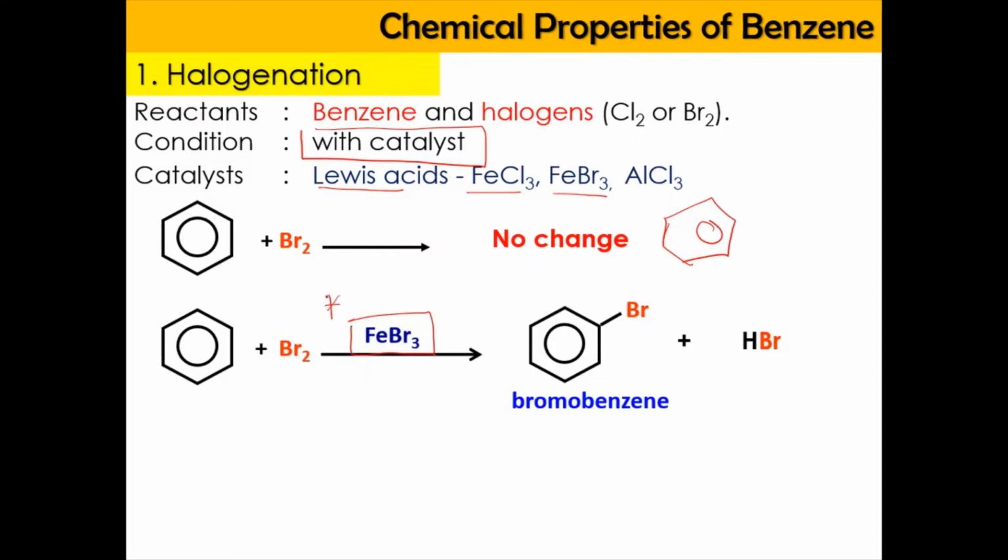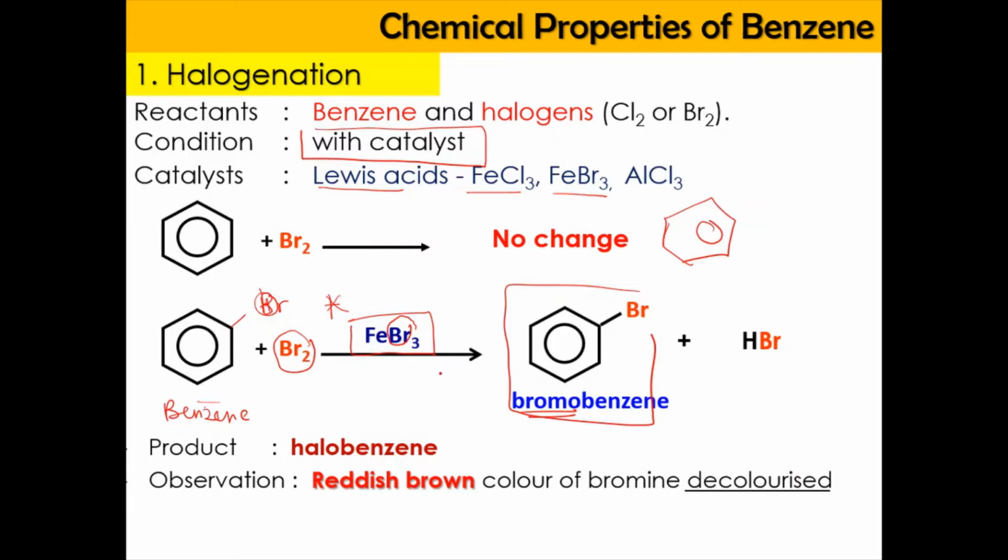So this is compulsory. And as mentioned, when we are using Br2, we have to use FeBr3 here as well. So one of the hydrogens here is going to be substituted with bromine. From benzene, it's going to be bromobenzene. Now let us look into the mechanism that produces this product. For the observation, you can see that the bromine, which is initially reddish brown in color, gets decolorized when it undergoes electrophilic aromatic substitution with benzene.